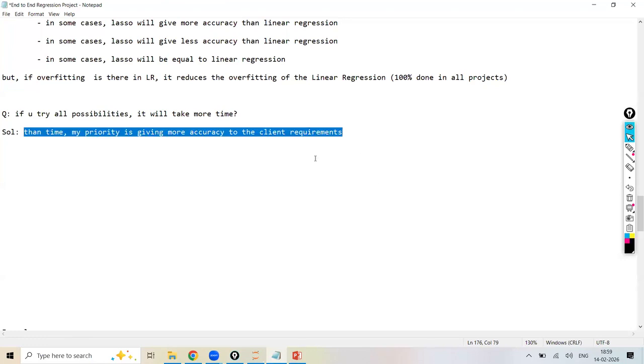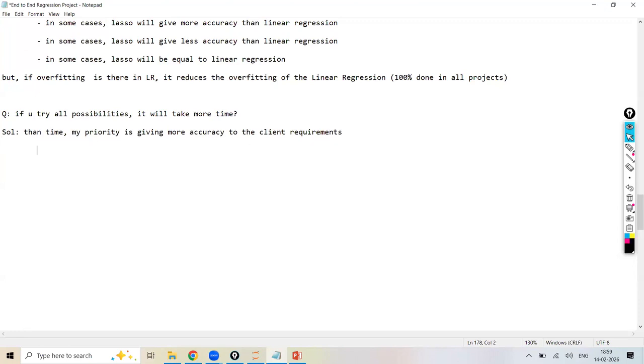So here, more than time, my priority is giving more accuracy. So for more accuracy, automatically I have to try all the possibilities. Every possibility on the given data. And I have to cross validate myself. Okay. Then the project will finally be completed successfully.